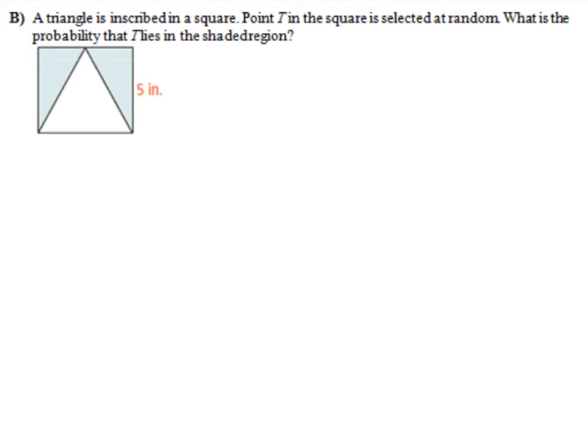Our next example, we've got a triangle inscribed inside of a square. Now a point T in the square is selected at random. They want to know the probability that it lies in the shaded region. So what we're looking for is everything outside of the triangle but inside of the square. So once again, if we find the area of the square, side length of 5, 5 squared is 25.